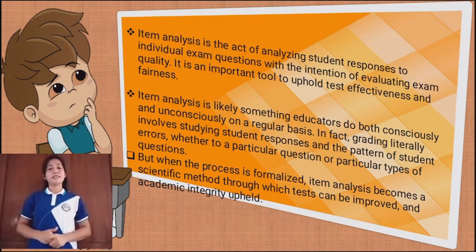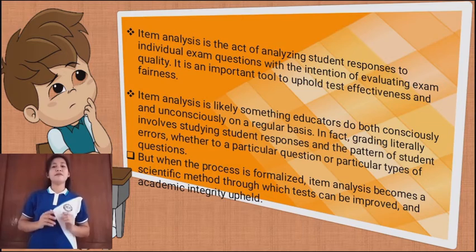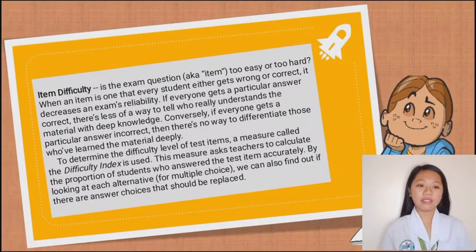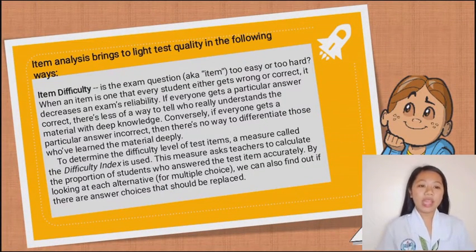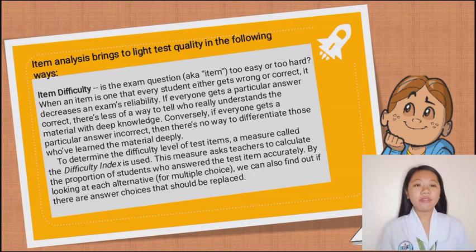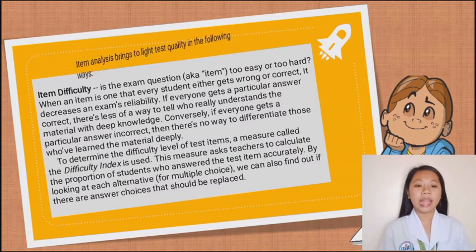But when the process is formalized, item analysis becomes a scientific method through which tests can be improved and academic integrity upheld. Item analysis brings light to test quality in the following ways. First, we have item difficulty. Item difficulty is an estimate of the skill level needed to pass an item. It is frequently measured by calculating the proportion of individuals passing an item. It refers to how easy or difficult an item is.